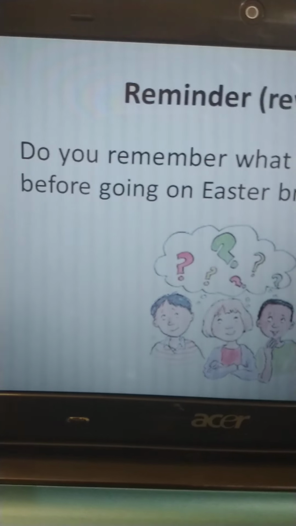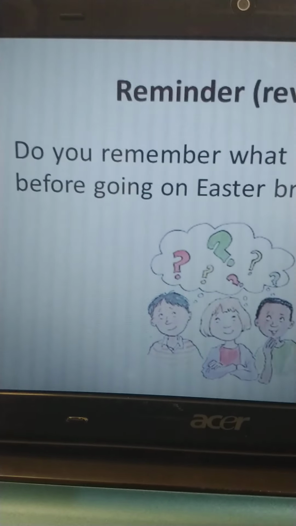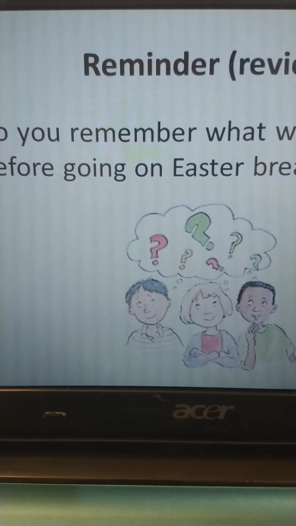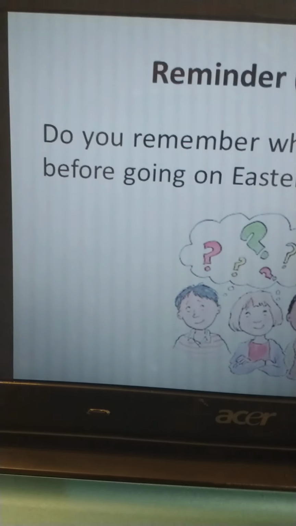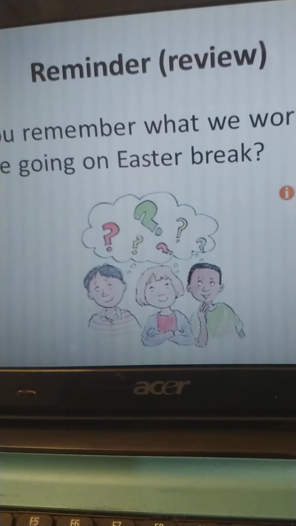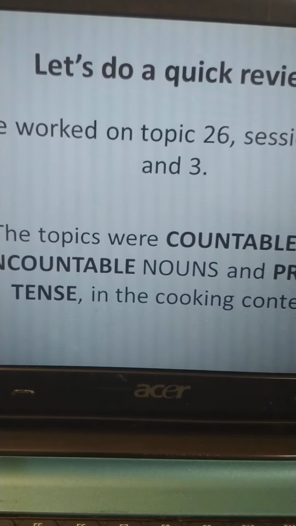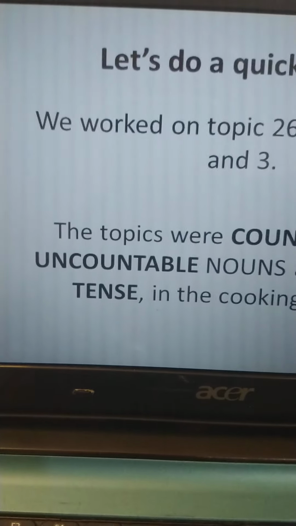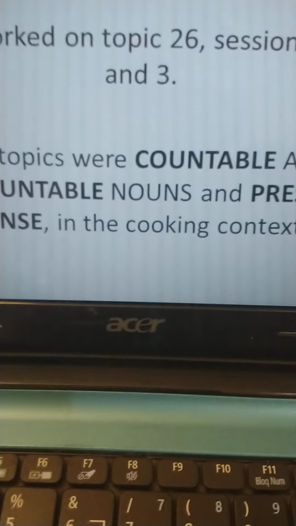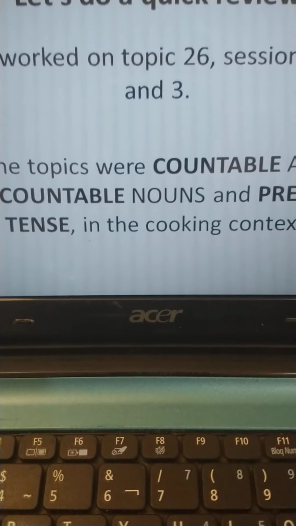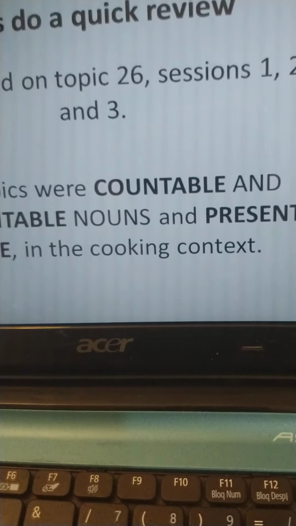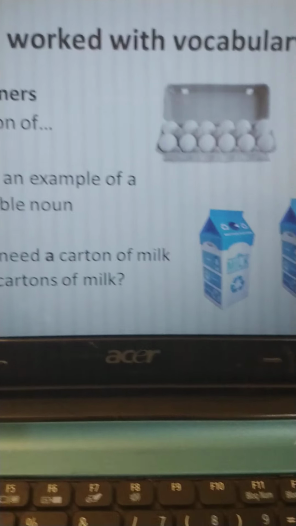Okay, before we go into today's topic, it's recommended to do a quick review so you can look back to the last topic we saw, because the last topic and this one are related. So in the last class, in topic 26, we were talking about countable and uncountable nouns in present tense, and these were worked in the cooking and food context.